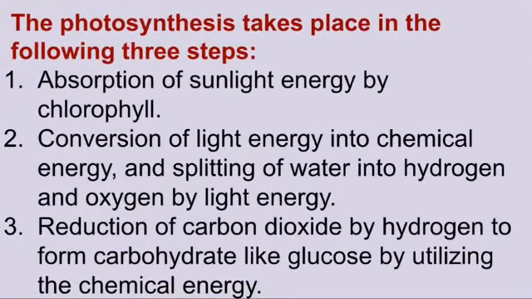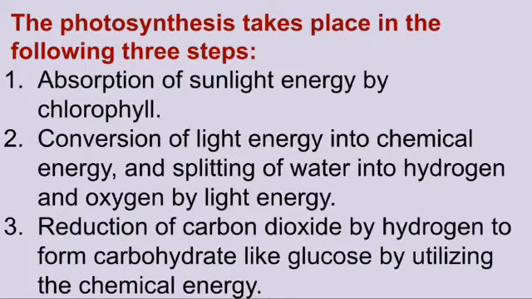So photosynthesis takes place in the following three steps. So what are the steps? Let's see. The first step is the absorption of sunlight energy by the chlorophyll. So first it will trap the sunlight energy with the help of chlorophyll. Then the conversion of light energy into chemical energy and splitting of water into hydrogen and oxygen by light energy. So it converts the light energy into chemical energy by splitting the water molecule. The water molecule is made up of hydrogen and oxygen, so it breaks the water molecule into oxygen and hydrogen.